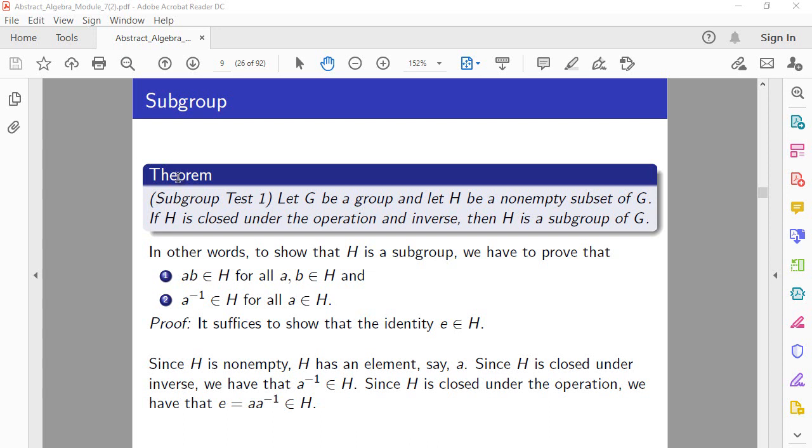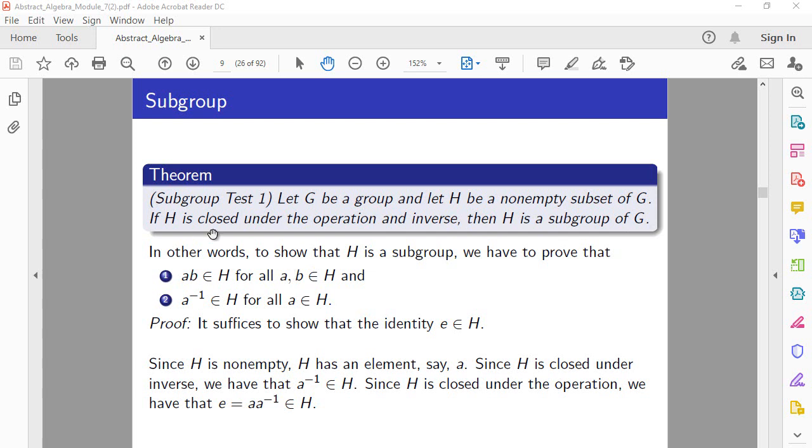Let's start with the following theorem. This is known as, I'll call this subgroup test 1. Let G be a group and H be a non-empty subset of G. If H is closed under the operation and the inverse, then H is a subgroup of G.